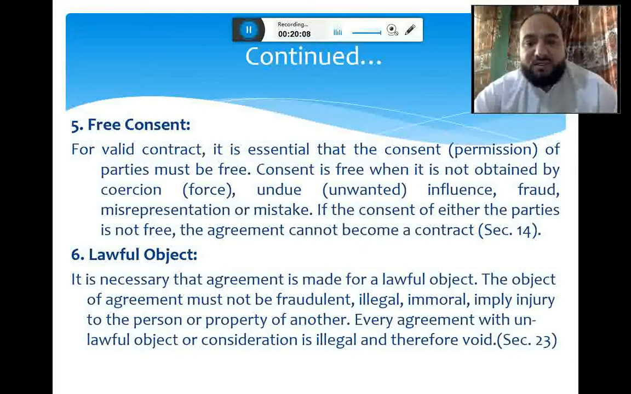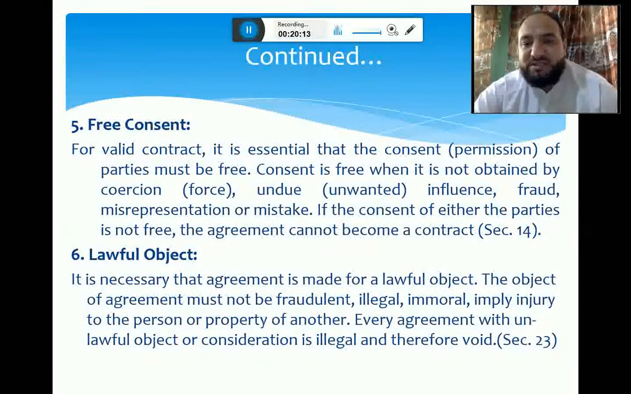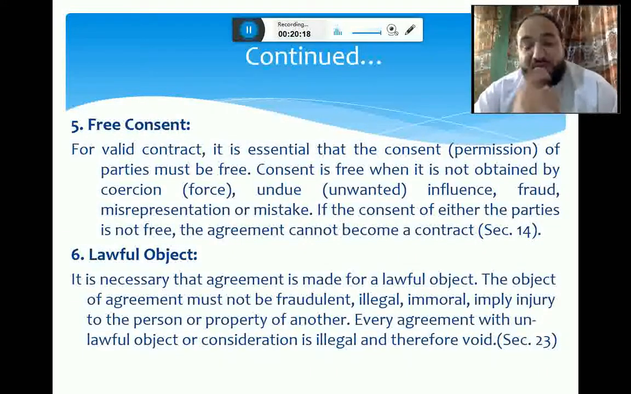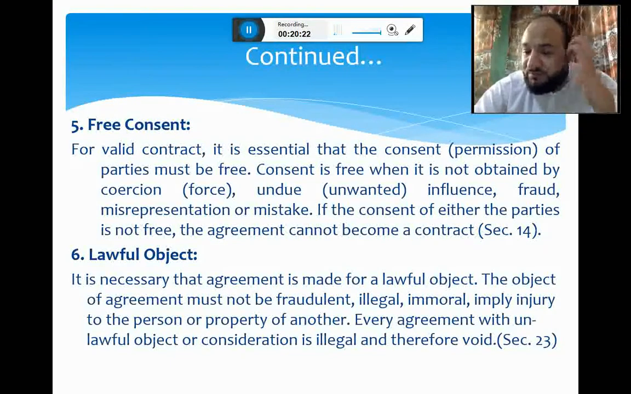the consent using one of these, like force, undue influence, or we have made a fraud or misrepresentation or mistake, then this contract is not a valid contract.